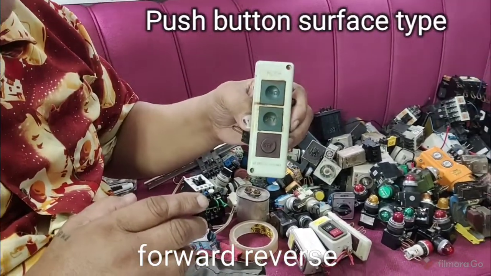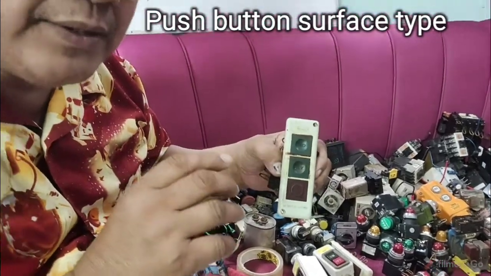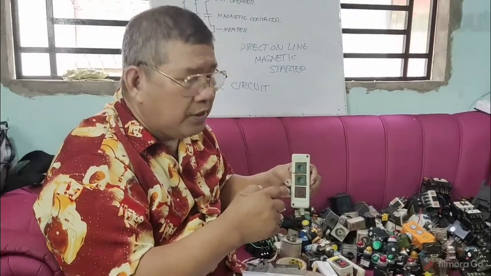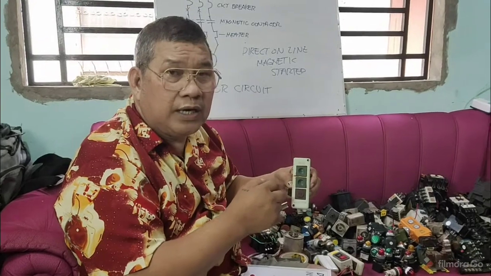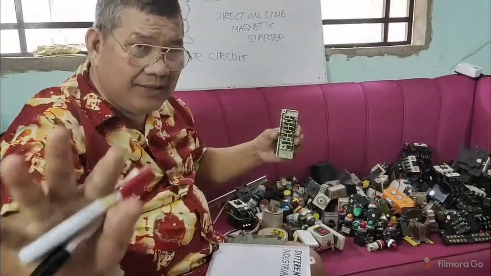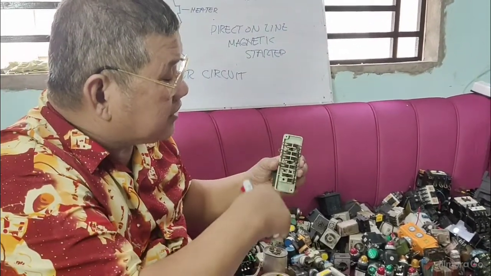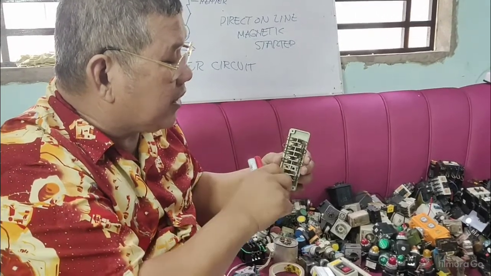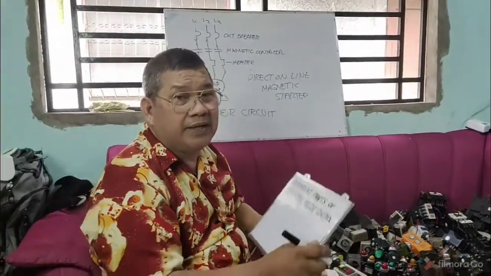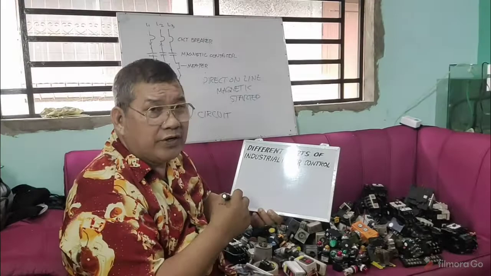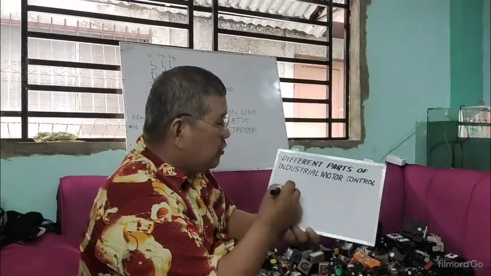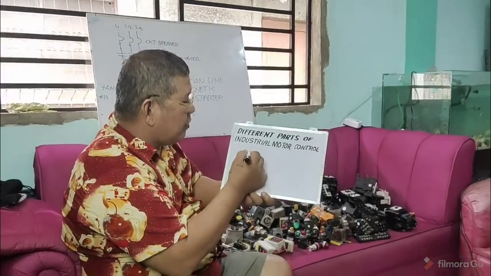Remember, I gave you already the diagrams, I mean the symbols for this. Now I'm going to draw the contacts so that you will understand how it is done inside. We have here the contacts, and I will explain it to you. First, this is the contact arrangement of that forward reverse push button. Remember, you have forward, you have reverse.